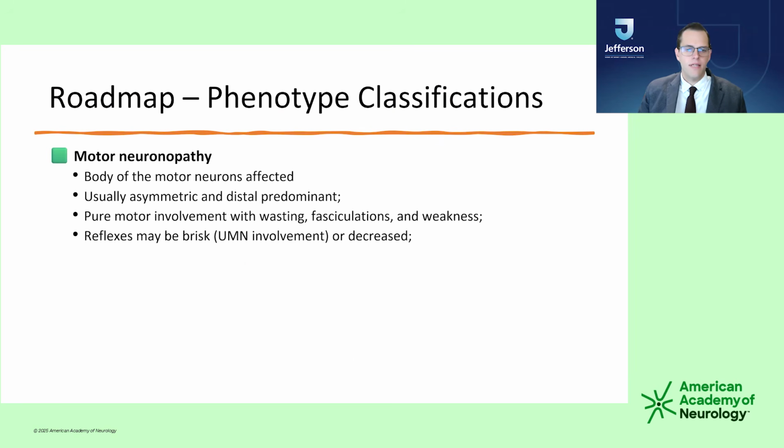Motor neuron neuropathy. The body of the motor neurons is affected, usually asymmetric and distal predominant. Pure motor involvement with wasting of the muscles, fasciculations, and weakness. Reflexes may be brisk or decreased. This includes ALS and spinal muscular atrophy.